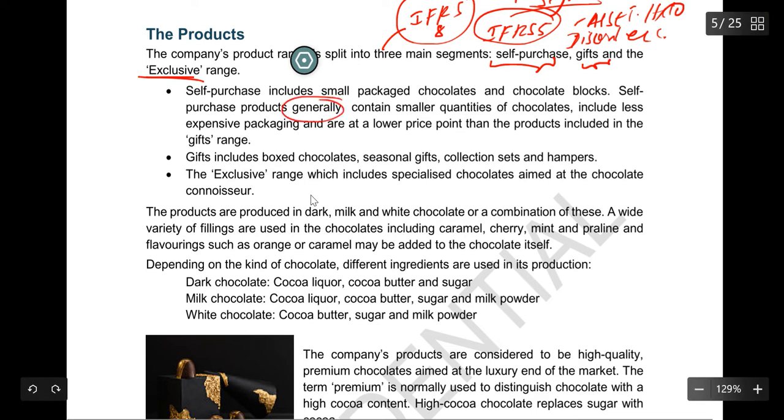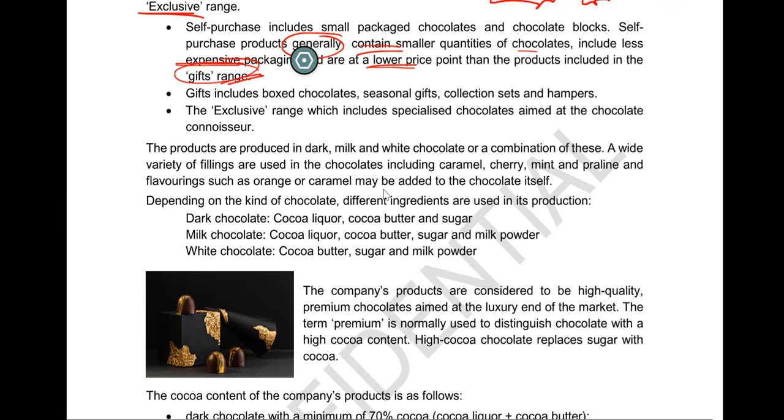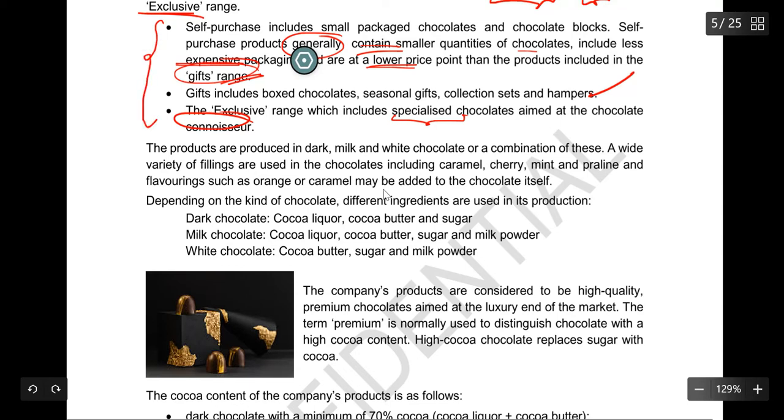Self-purchase products generally contain smaller quantities of chocolates and include less expensive products at a lower price point than the products included in the gift ranges. A gift includes a box chocolate, seasonal gift, collection sets and hampers. Exclusive range includes specialized chocolates aimed at chocolate connoisseurs. So students, again, see these are the main ranges, and I can say this is a product mix. What is this students? It's a product mix.